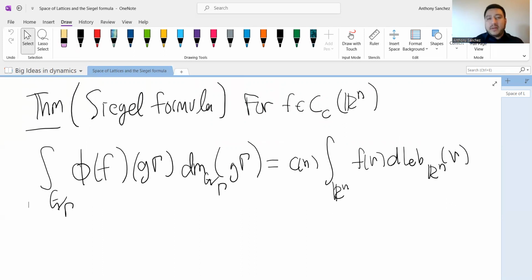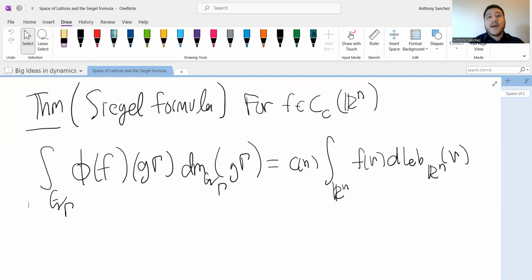But for our purposes, I'm not interested in this constant at all. I'm more interested in the fact that this formula allows me to integrate certain functions on the space of lattices. How do I integrate them? I just integrate some function on Rn, something that I've been doing my whole life.